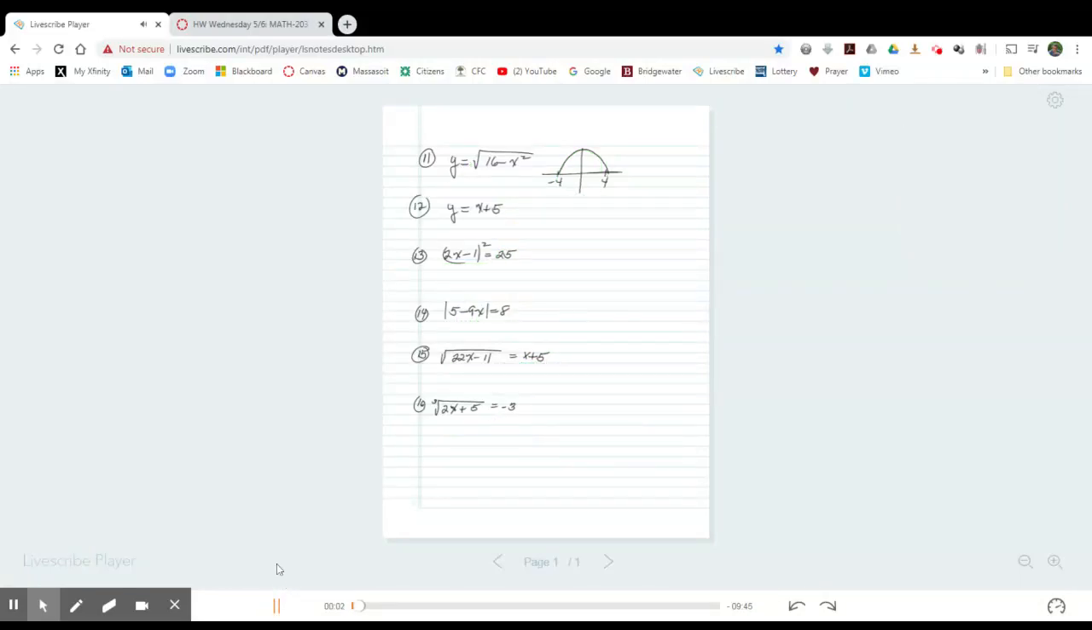Number 11. The easiest way, I guess, to do number 11, if you look at letters B, C, and D, you've got a complete circle, whereas letter A is just the top part of the circle. And the reason you only have the top part of the circle is that this is the positive, the principal square root. If I had the negative of this, what I would have had is the bottom part of the circle, but I don't, so all I have is the top.